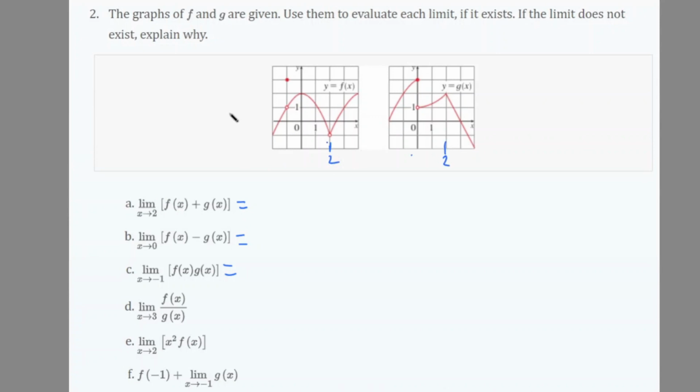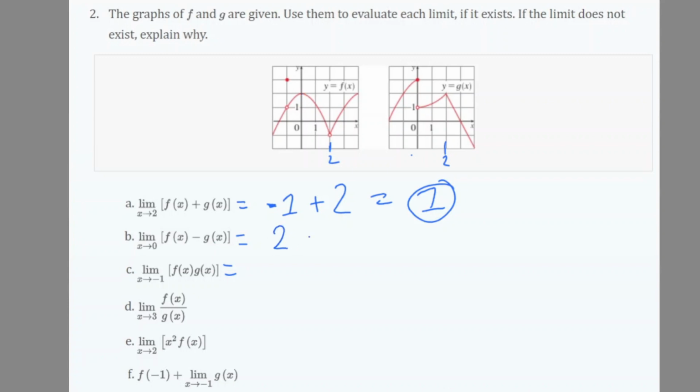So for f(x), as it goes to 2, the y value reaches negative 1. So that would be negative 1 for the first number. And the second number, on g(x), as x goes to 2, it reaches 2. That would just be 2, and then your final answer would just be 1. So for B, the limit as x goes to 0 of f(x) minus g(x). So as x goes to 0 for f(x), the y value hits 2.